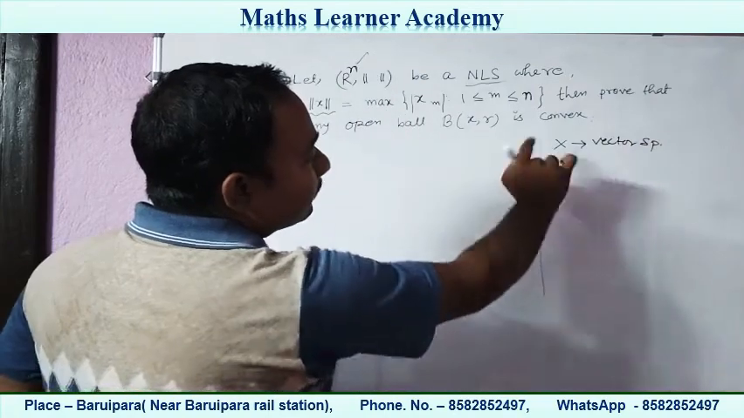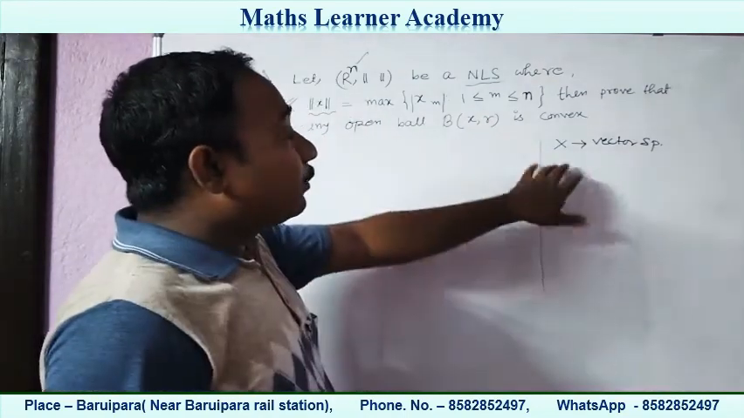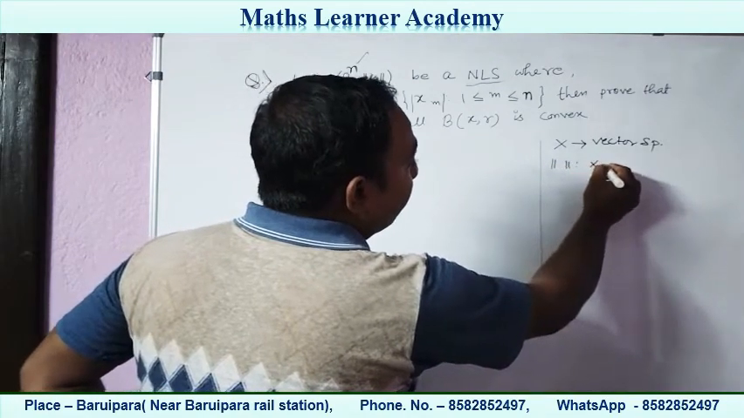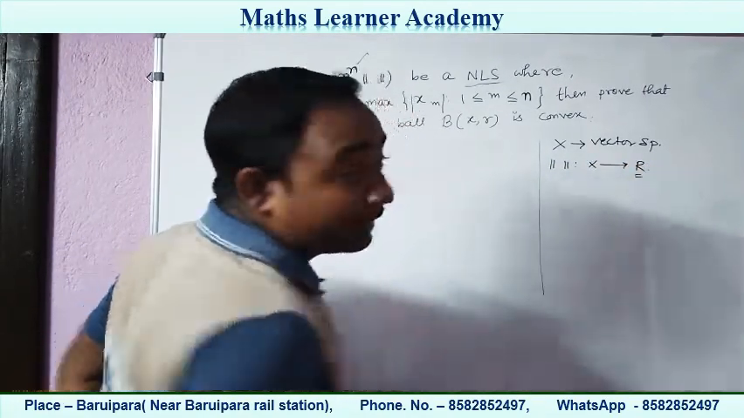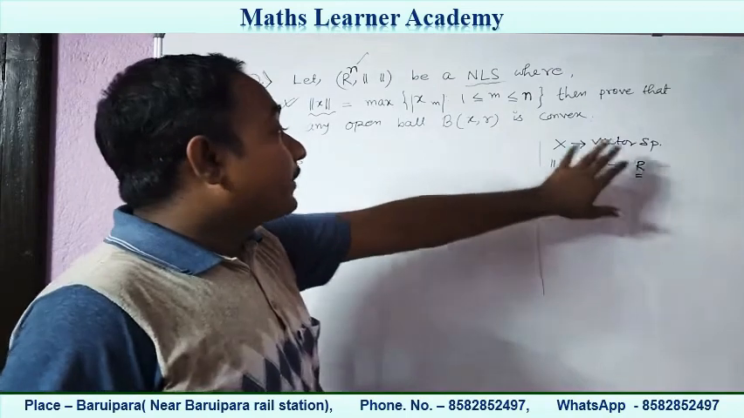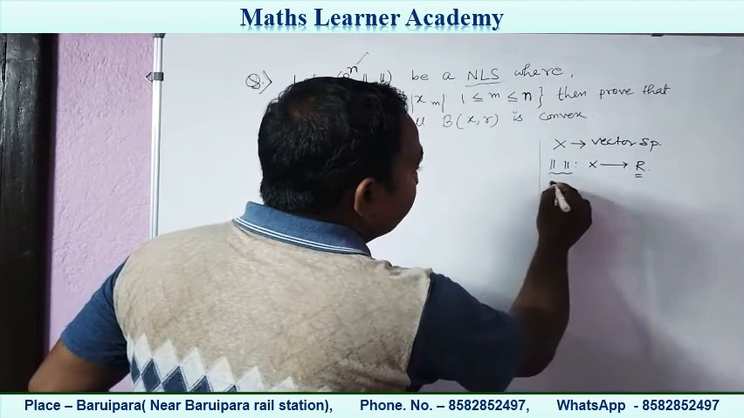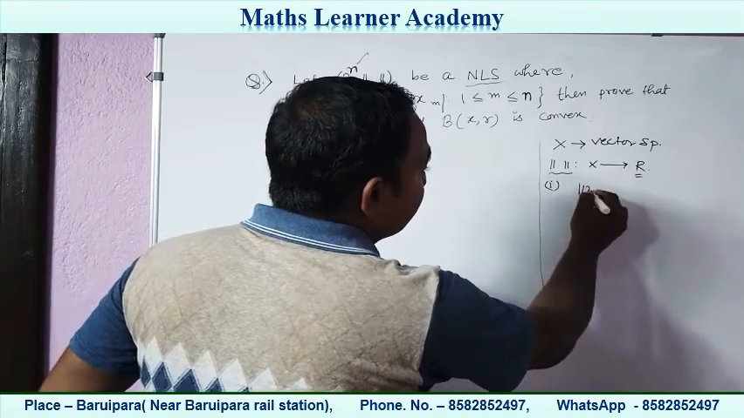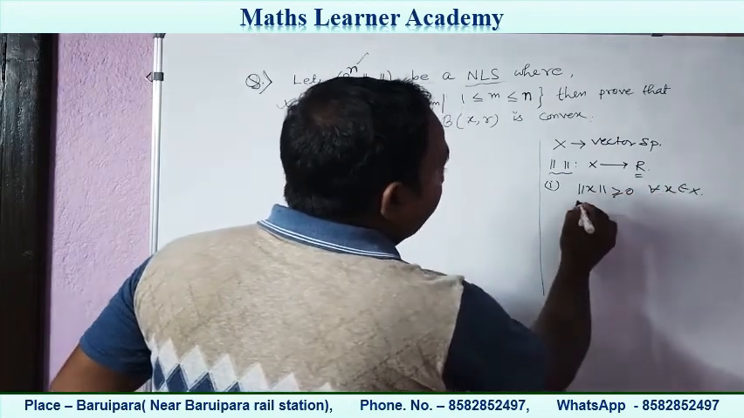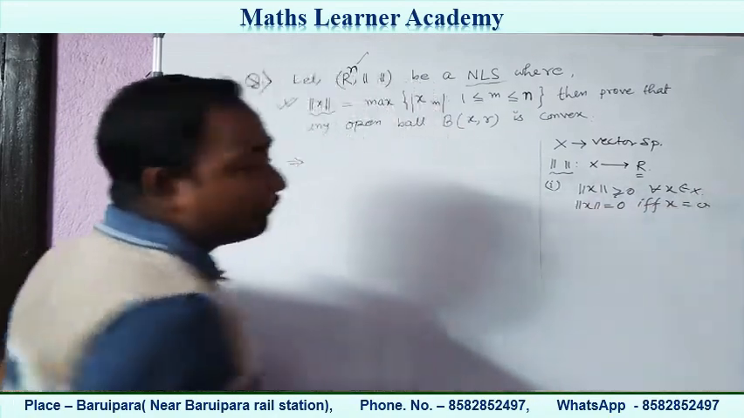Now this vector space X is called a normed linear space if it is possible to define a norm from X to R. R means the set of real numbers, right? So if it is possible to define a norm from X to R, then this is called a normed linear space. And this norm satisfies the following properties. The first property is norm of x is always greater than or equal to 0 for all x belongs to X, and norm of x equals 0 if and only if x equals 0, right?